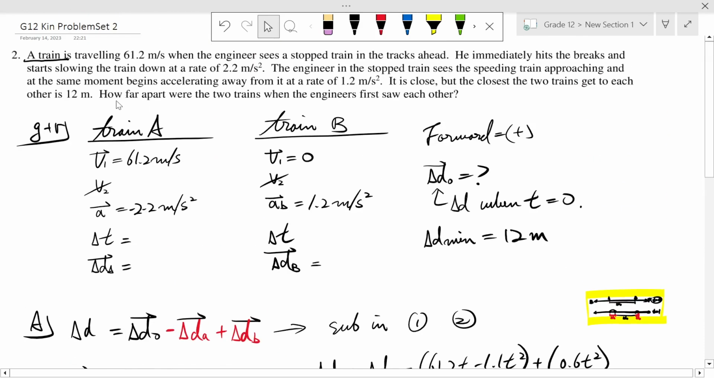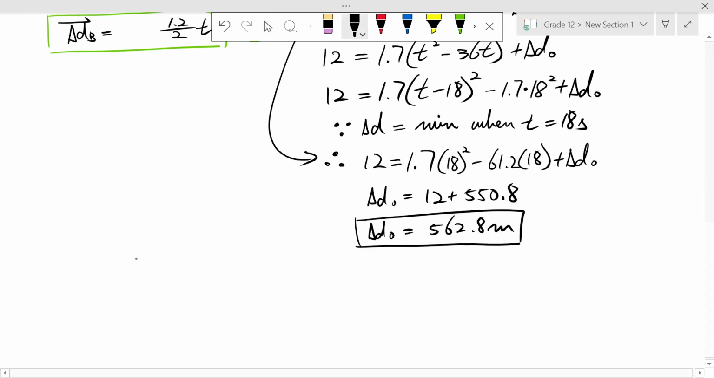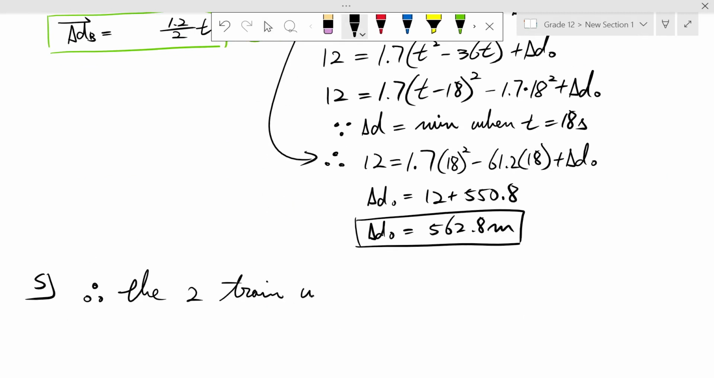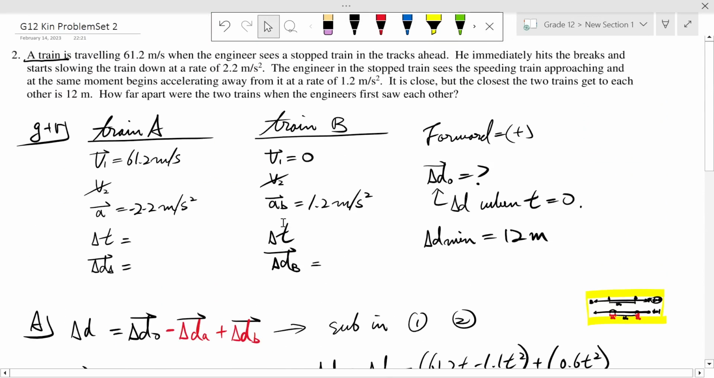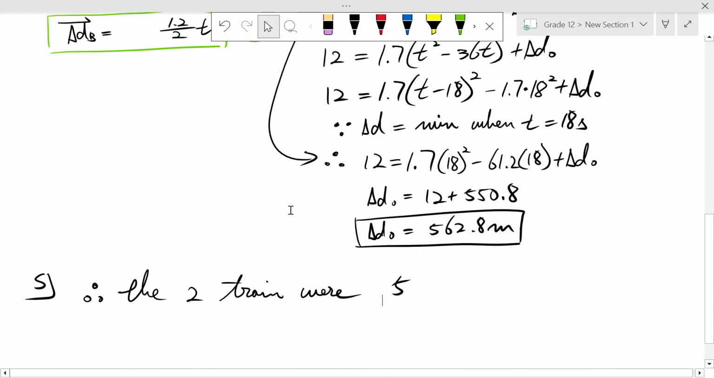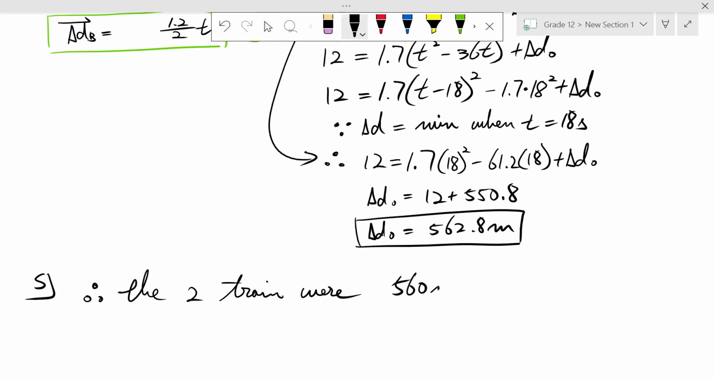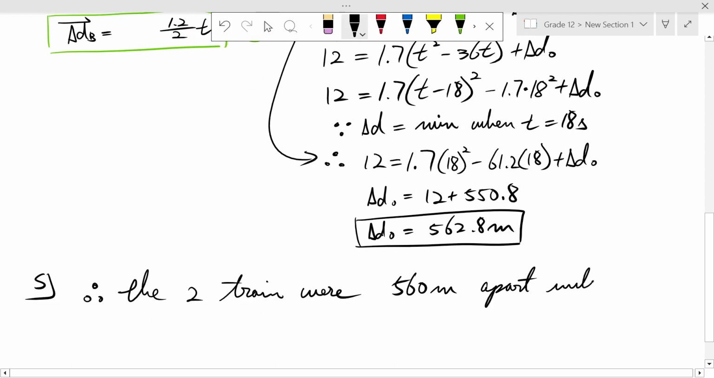Let's put a statement down. How far apart were they? As the two trains were 500, how many sig figs? 2? Uh-oh. 560 meters apart initially.